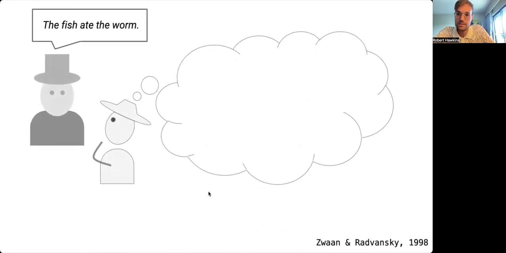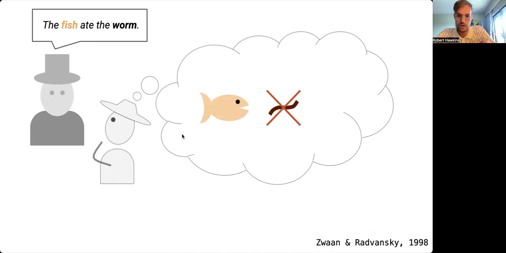World knowledge plays a crucial role in language understanding, even if it's not clearly mentioned in the literal propositional meaning of a sentence. For example, when we hear a sentence like "the fish ate the worm," we of course imagine a fish and a worm. We know that they have certain properties, like fish have eyes and scales, worms are slimy, and fish like to eat them. So, these are entities that we plug into our semantic knowledge.